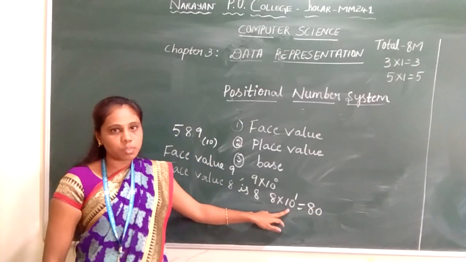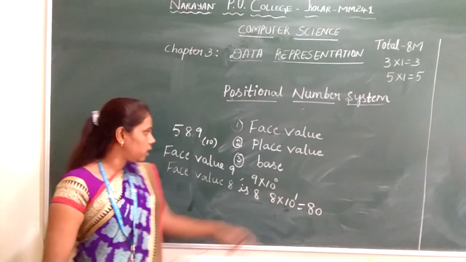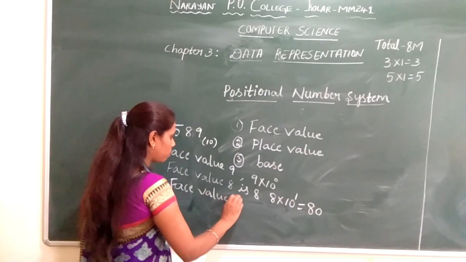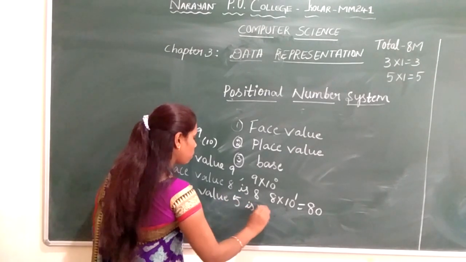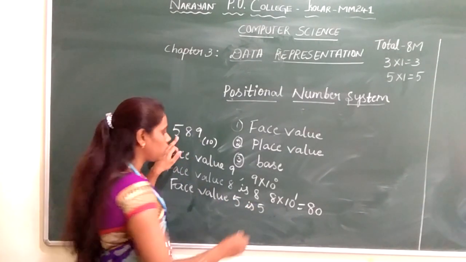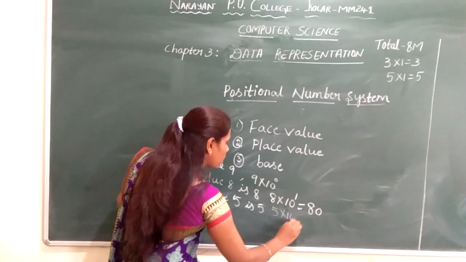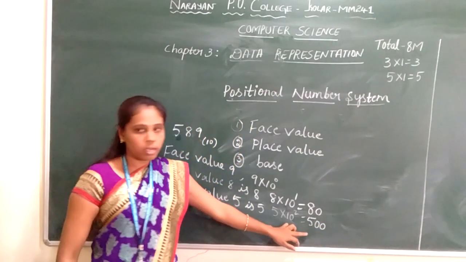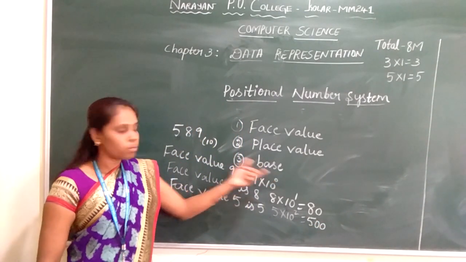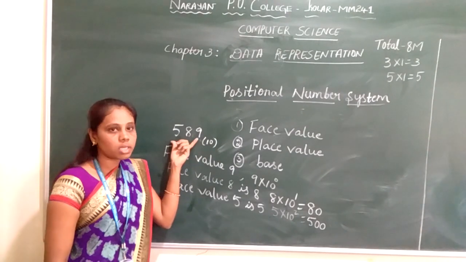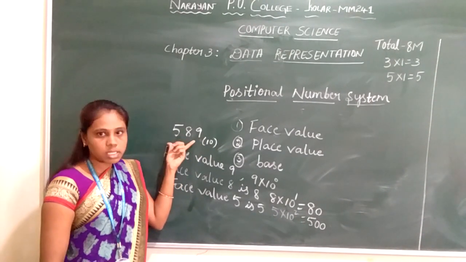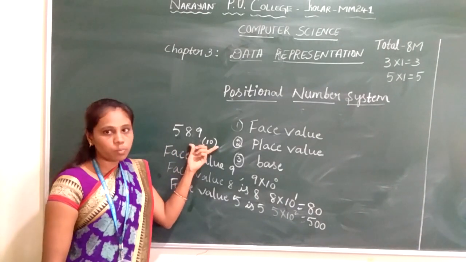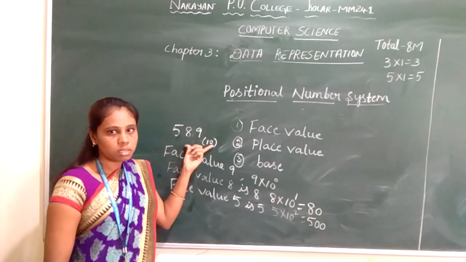Since it is present in the tens place, the place value of 8 is 80, and the face value of 5 is 5 and it is positioned in the hundreds place. So the place value of 5 is 500 and the base of the number system is 10. Why? Because here we are using 10 digits. In the decimal number system we use only 10 digits, hence the base is 10. We'll see why this base has come in the next session.